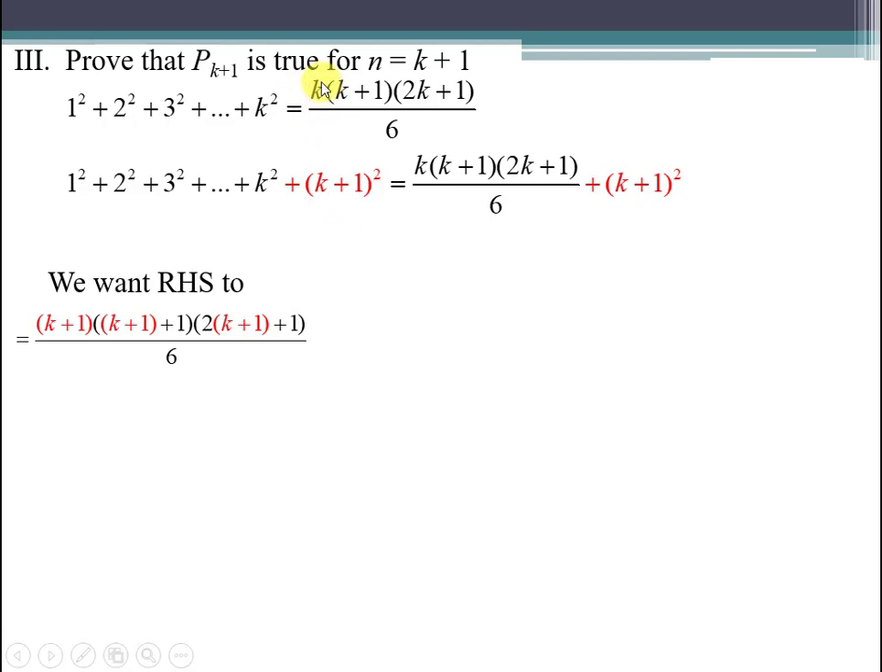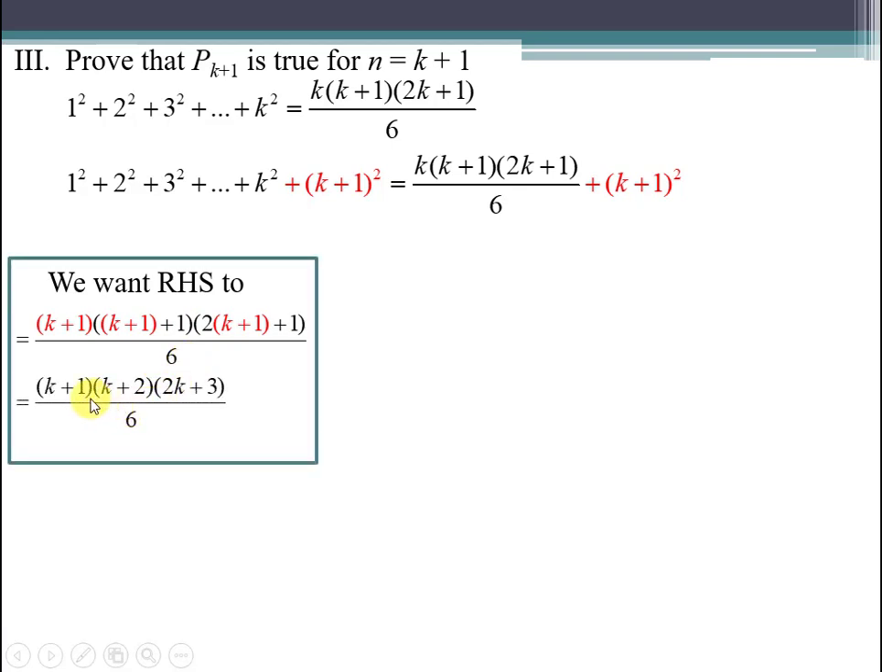Okay, so we want the right hand side to get, instead of k, each k plus 1. So it will be k plus 1, k plus 1 plus 1, and 2 multiplied by k plus 1 plus 1 over 6. So it gives us this one. If we prove that the right side of our equality equals this expression, we prove the statement is true.